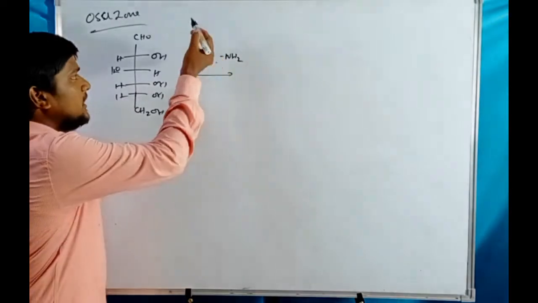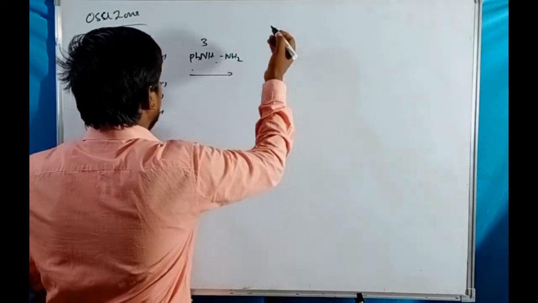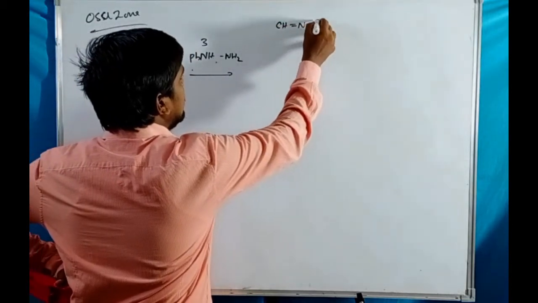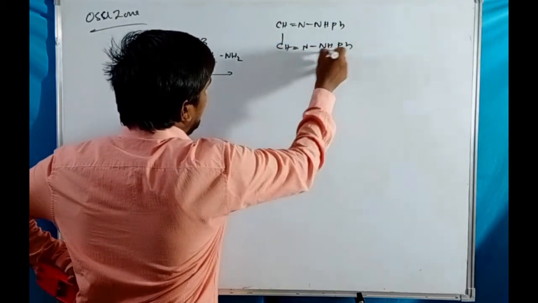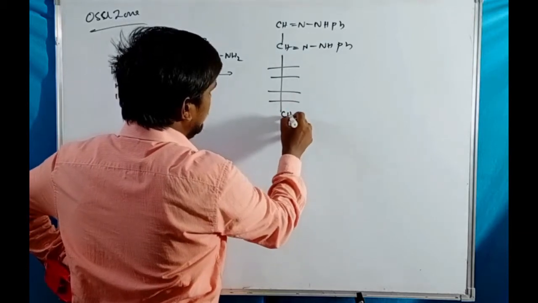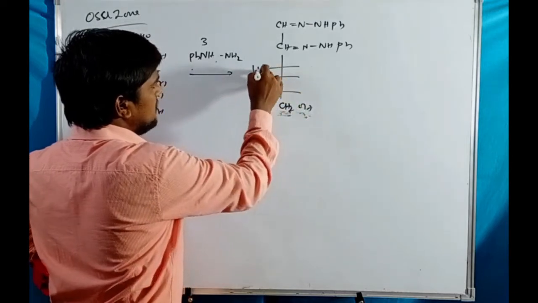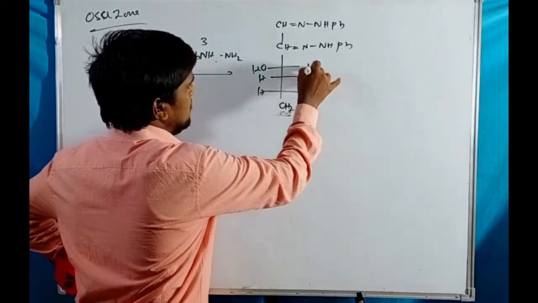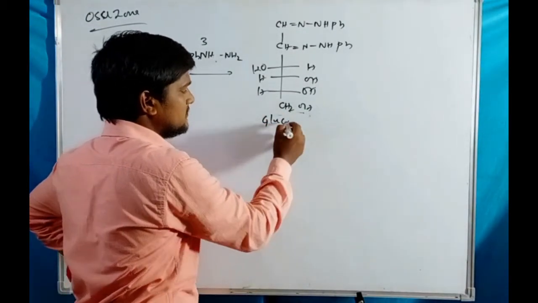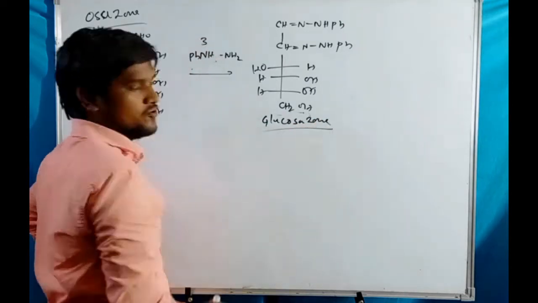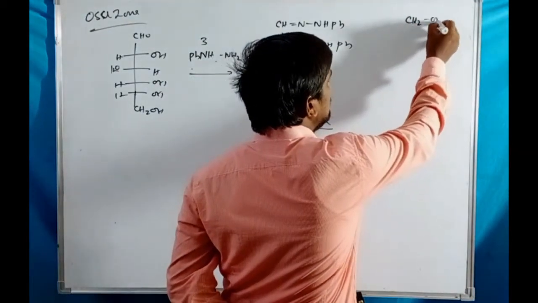So 3 moles of phenylhydrazine will produce the osazone derivative, that is, a bisphenylhydrazone derivative. Here CH double bond NH phenyl, here CH double bond NH phenyl. The remaining part will be the same. Here CH2OH, OH, H, OH, OH, H. So this is called the osazone derivative. Since it came from glucose, it is called glucosazone.